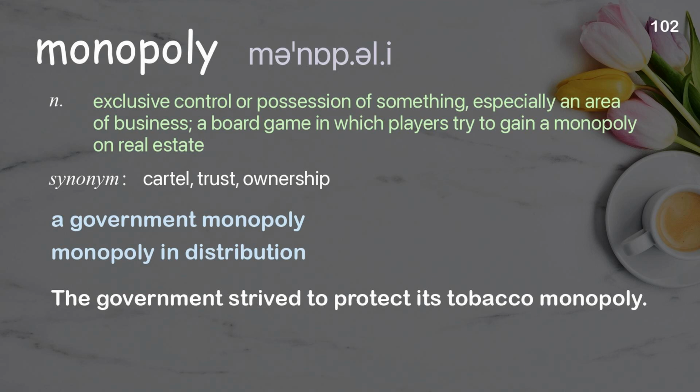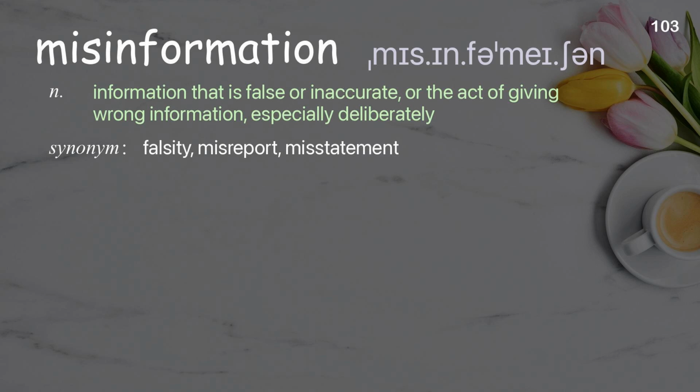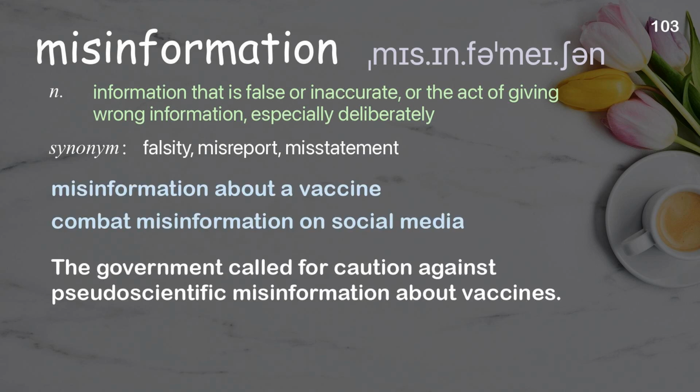Measurement. The act or process of finding something's size, quantity, or degree. Examples: chest measurement. A precise measurement. The measurement error of this industrial machine is less than 1 micrometer.